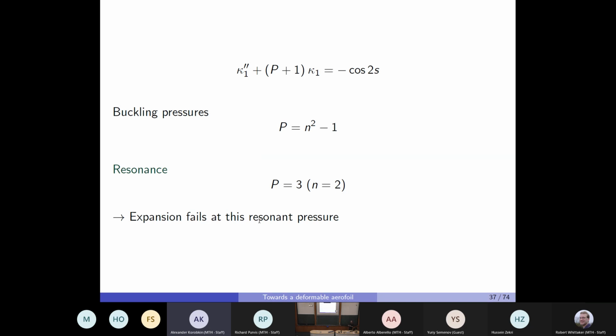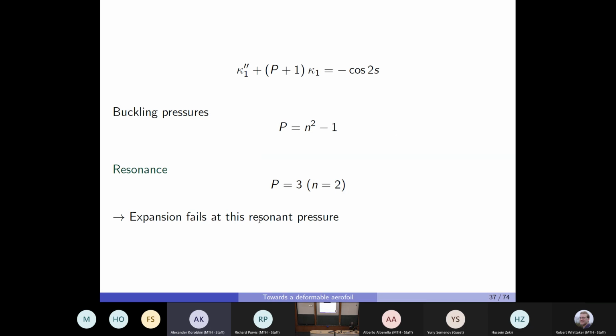Now, this is supposed to describe a closed cell. Kappa 1 is supposed to be the curvature of a cell that is a closed contour. So kappa 1 must be described as a periodic function. It must be a periodic function of s. At P equals 3, that resonance between the cos 2s on the right and the solution to the homogeneous problem is going to create non-periodic solutions. So what does that mean? It means the expansion is not going to work at that particular pressure.